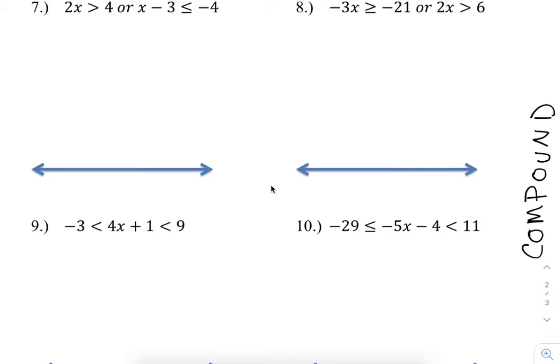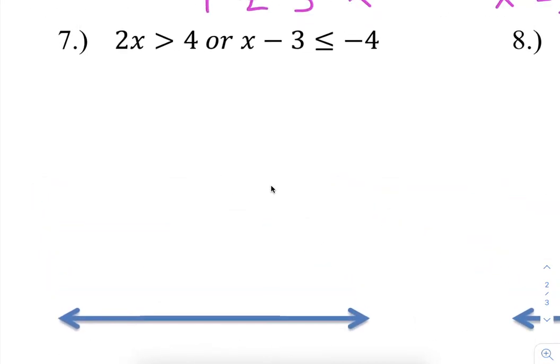I'm gonna do these large and one at a time. Let's talk about number 7 first. All right, whenever you see a word in the middle, that means this is two separate problems. We're going to solve these equations completely separately. Both of these are really short. 2x is greater than 4. All I have to do is divide by 2. No flipping. There's my first piece.